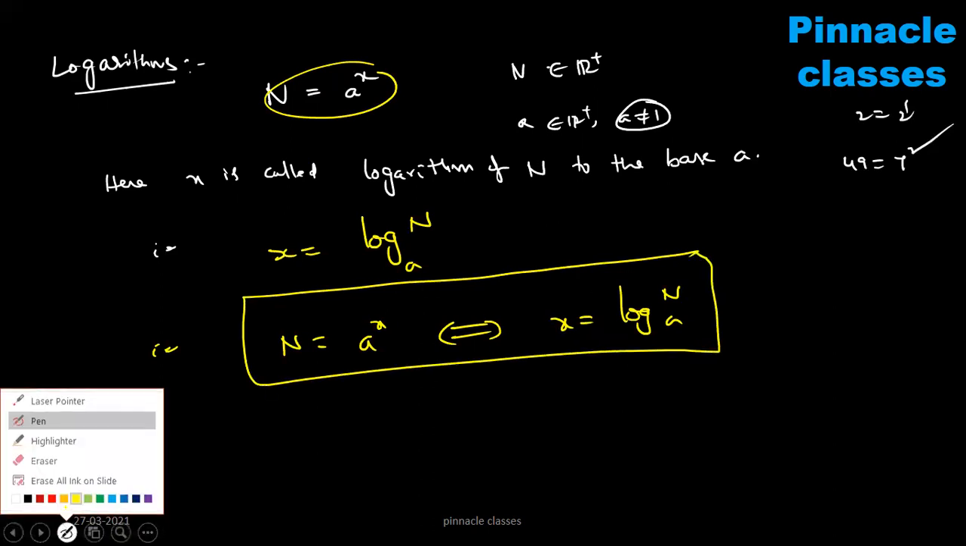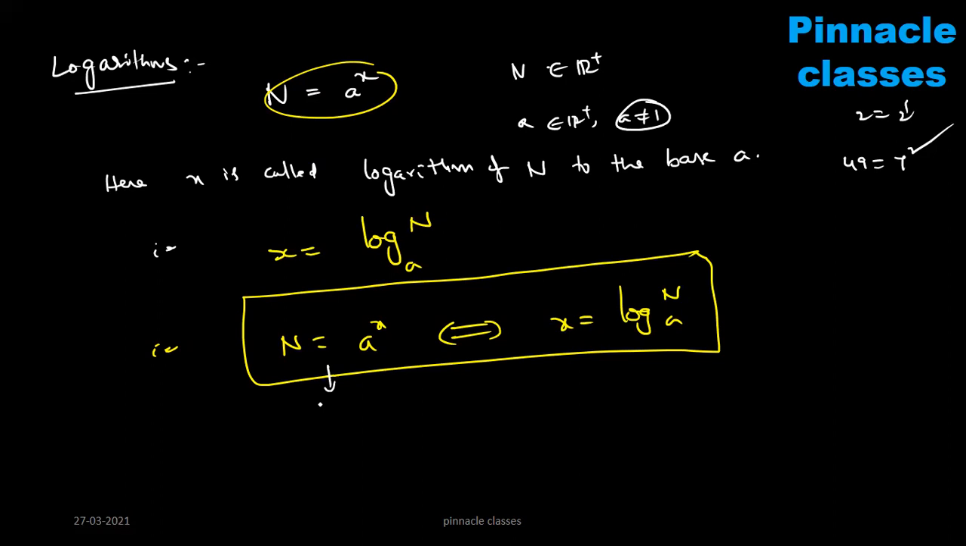what you are observing. This is called the exponential form. This is called the logarithm form. If then, that is the meaning. So every exponential form can be written in logarithm form. Every logarithm form can be expressed in exponential form. Here conditions apply. What is the n? n must be greater than 0. Here of course a is also greater than 0 but not equal to 1. Conditions apply. That is the meaning.